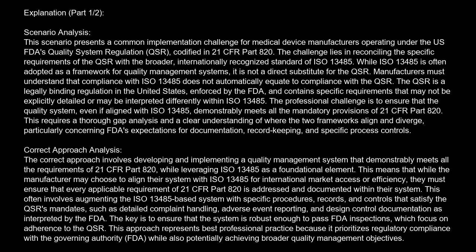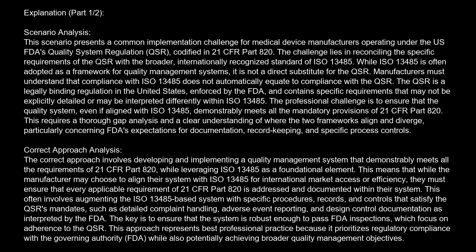Correct approach analysis. The correct approach involves developing and implementing a quality management system that demonstrably meets all the requirements of 21 CFR Part 820, while leveraging ISO 13485 as a foundational element. This means that while the manufacturer may choose to align their system with ISO 13485 for international market access or efficiency, they must ensure that every applicable requirement of 21 CFR Part 820 is addressed and documented within their system.